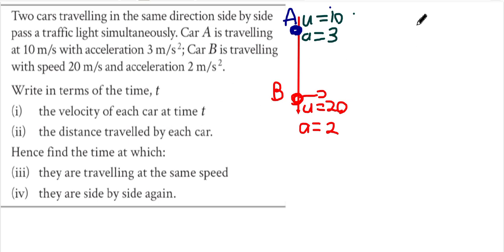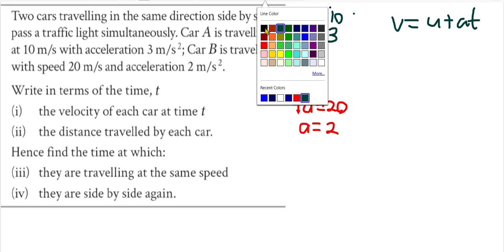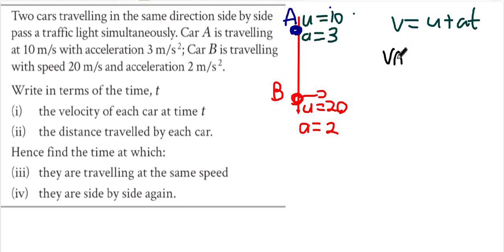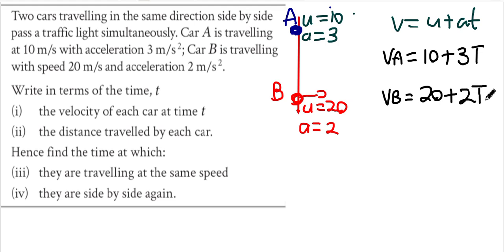All right. No hassle. V equals U plus A t. So velocity of car A, we'll call it V subscript A to indicate that we're talking about car A, will quite simply be 10 plus 3t. I'll turn my t's into capital T's because they look like pluses. No other reason. Velocity of B, guys? 20 plus 2t.